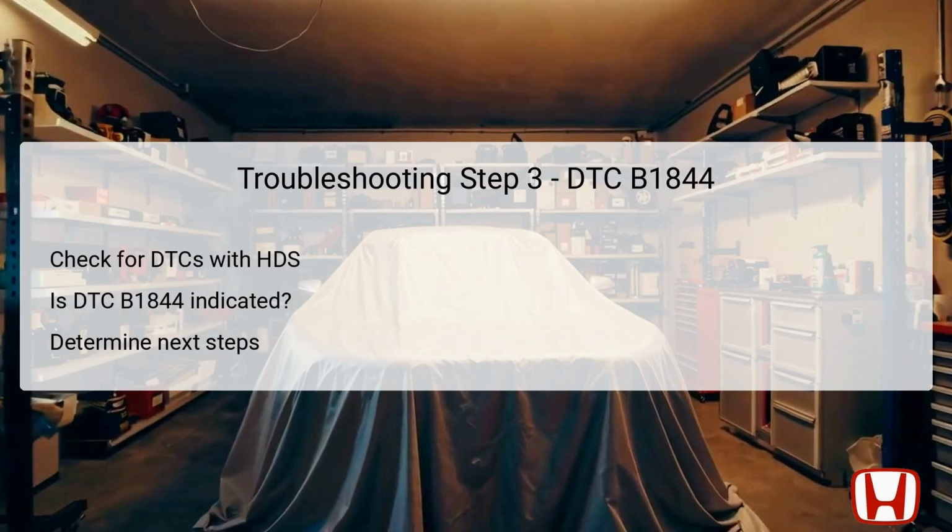After operating the slide switch, the next critical step is to check for any DTCs using the HDS once again. During this check, confirm whether DTC B1844 is still indicated.